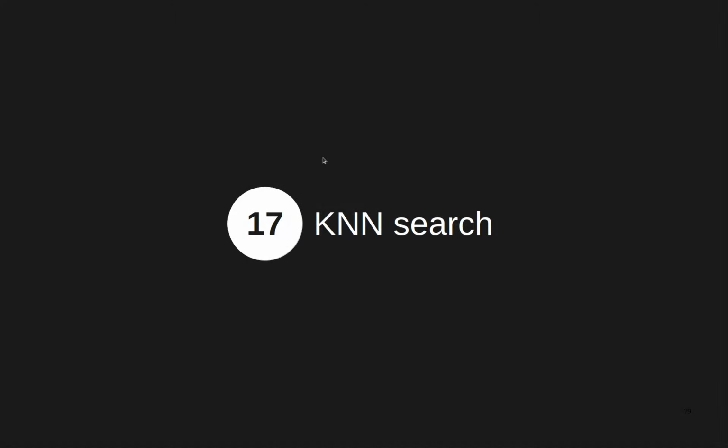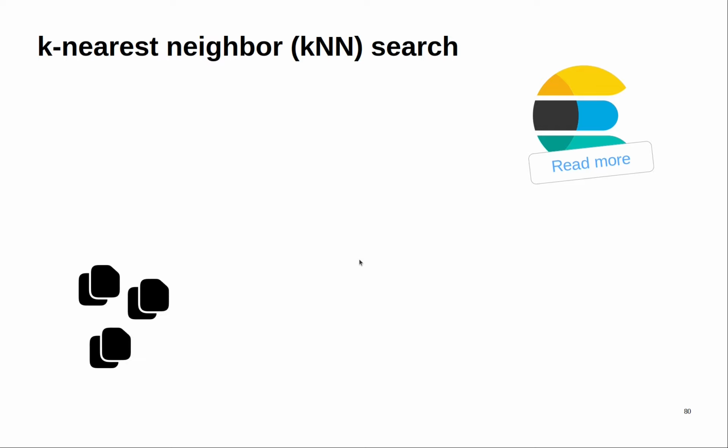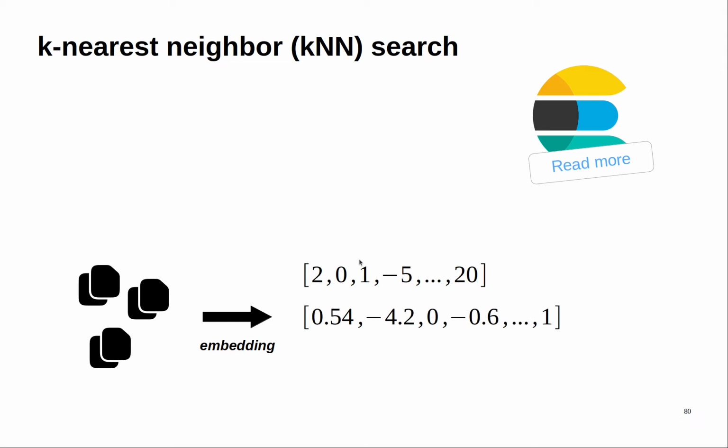Hello everyone! In this video, I will show you how to use kNN search to retrieve documents after embedding them. This search method is applicable only if your index contains a dense vector field. In video number 16, we learned how to convert text into dense vectors using an embedding model.